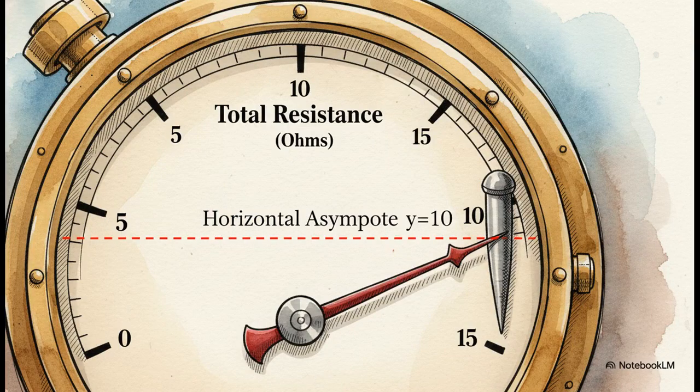And here is the payoff. In that real-world circuit, as you make that one resistor, R, bigger and bigger, infinitely large, the total resistance of the whole system gets closer and closer to, you guessed it, a horizontal asymptote. In this case, it's at y equals 10. So that line on the graph isn't just a math concept. It's a real physical limit. It means that with this setup, you can never get more than 10 ohms of total resistance. The asymptote tells you the absolute maximum possible. It's the boundary of reality for that circuit.